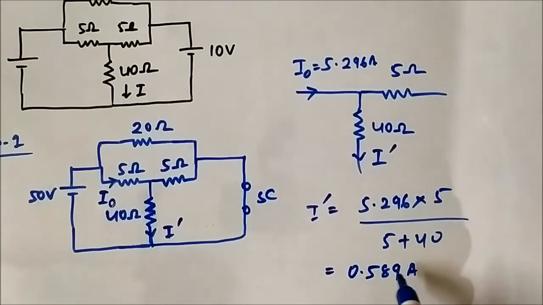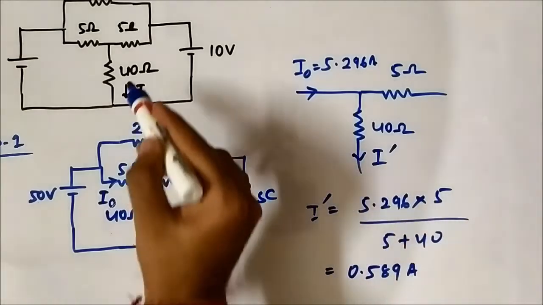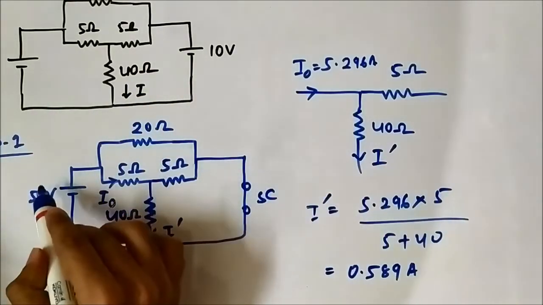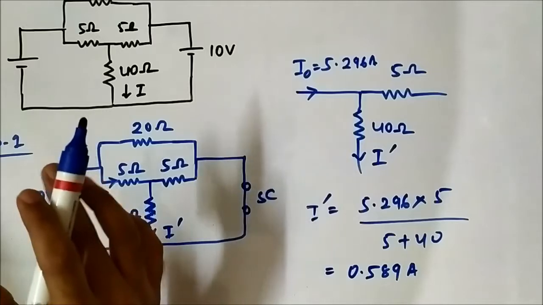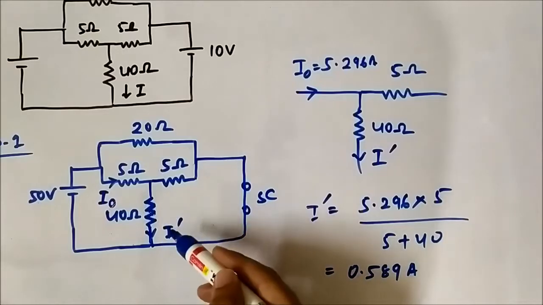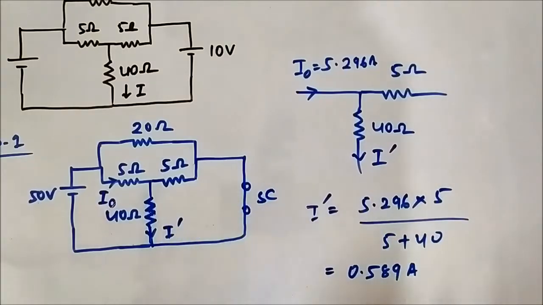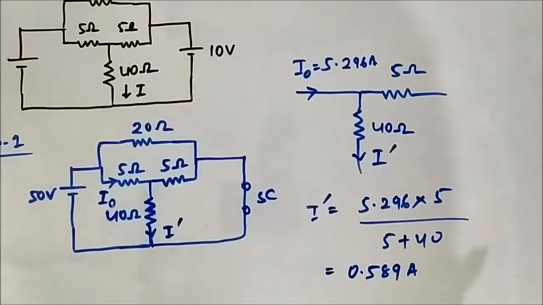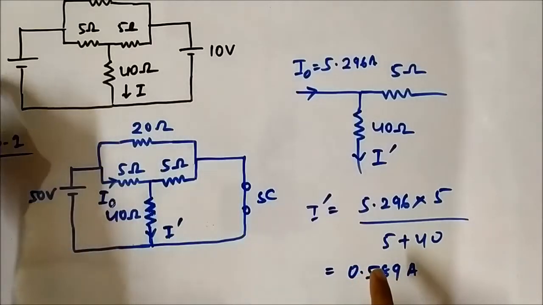Now important thing, this is the value of current because of the 50 volt voltage source alone, the 10 volt being short circuited. Now we have to consider the 10 volt voltage source and short circuit the 50 volt voltage source, and see what the value of current will be. Then we will combine them together to get this current I. Okay, step 2, let us do that. So this is because of 50 volt only.